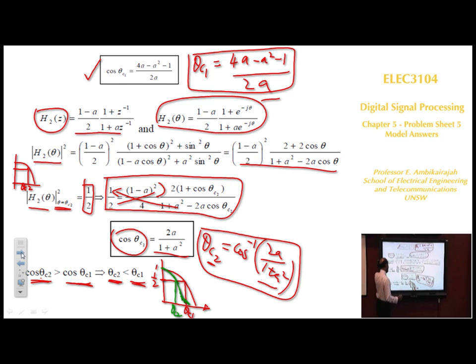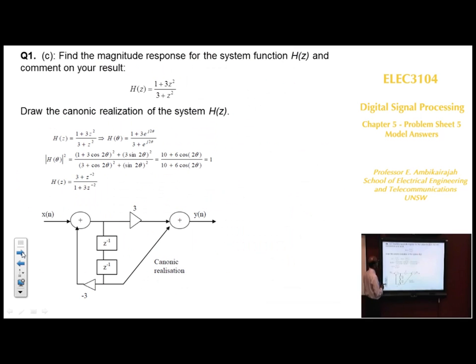So the value of A determines in both cases, for the same value of A, theta c1 is greater than theta c2. If you are unable to work it out, you can just put A equal to half and use your calculator to figure it out. That's the easy way of doing it, if you can't figure it out from this fraction. All right, then move on to the next question.